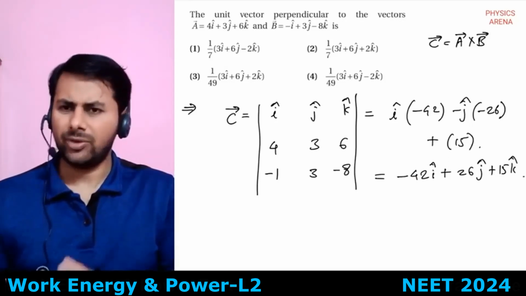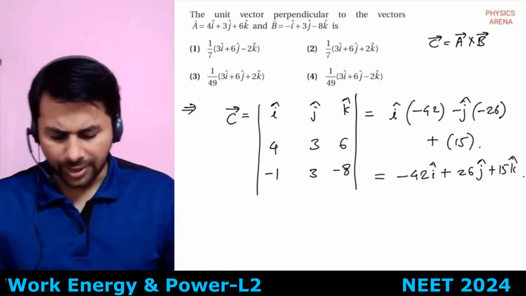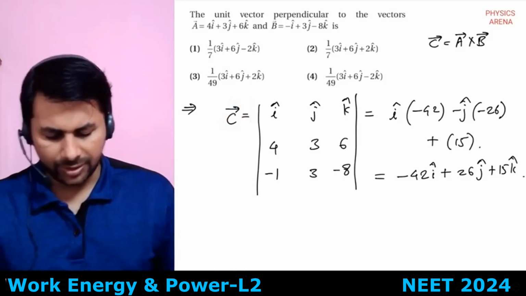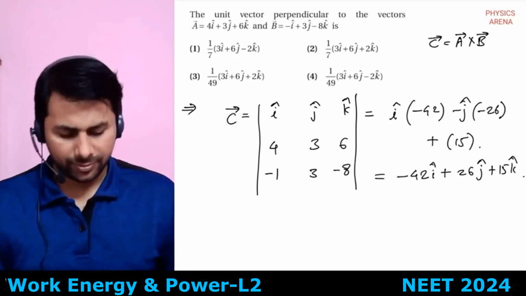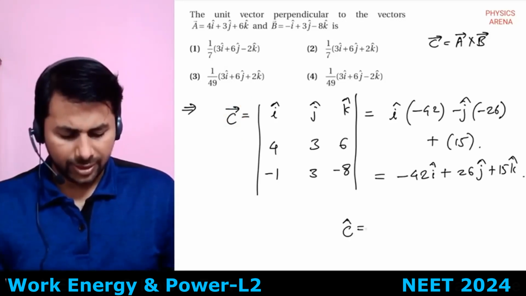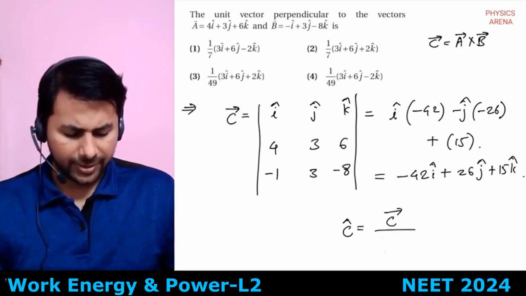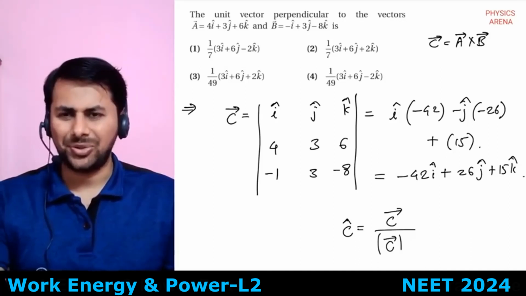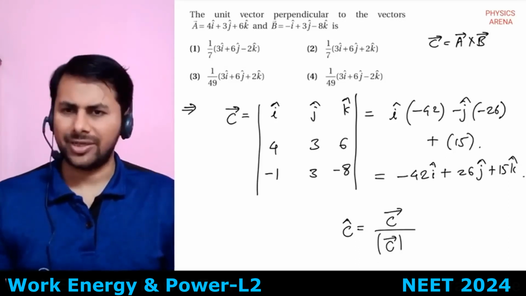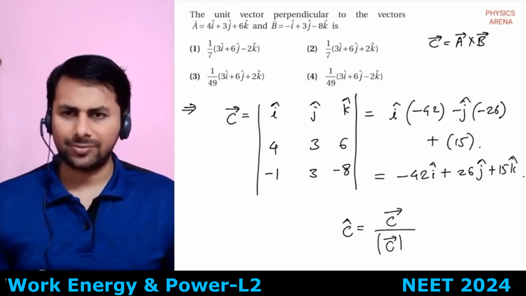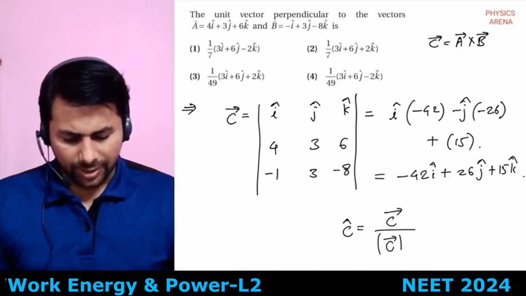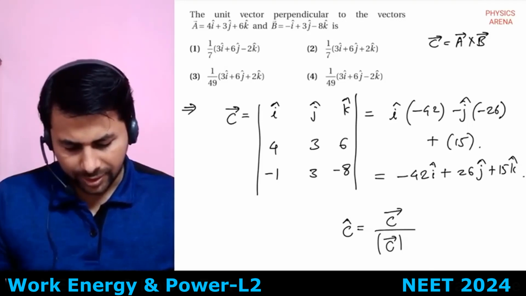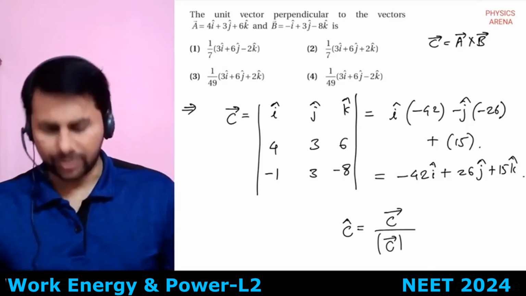All right. So this is how we'll find out. And if we want to find out the unit vector, just find out its magnitude. So unit vector will be C bar divided by its magnitude. Okay, yes, no. So just check it once again whether it's correct or not afterwards. I think it is correct. So let's move on to the next problem.